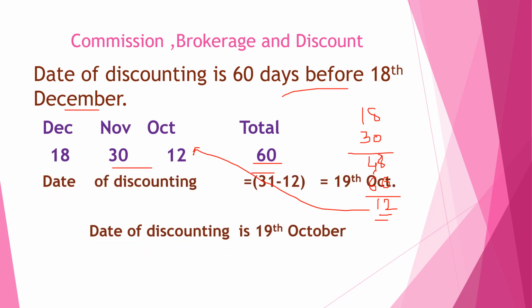Now total date of discounting is 31 minus 12. So what will be the date over here? 19th October. So date of discounting we get here is 19th October, because we are getting 12 days. Now how many total days do we have in the month of October? We have 31 days in the month of October. So 31 minus 12, how much will we get? We'll get 19.